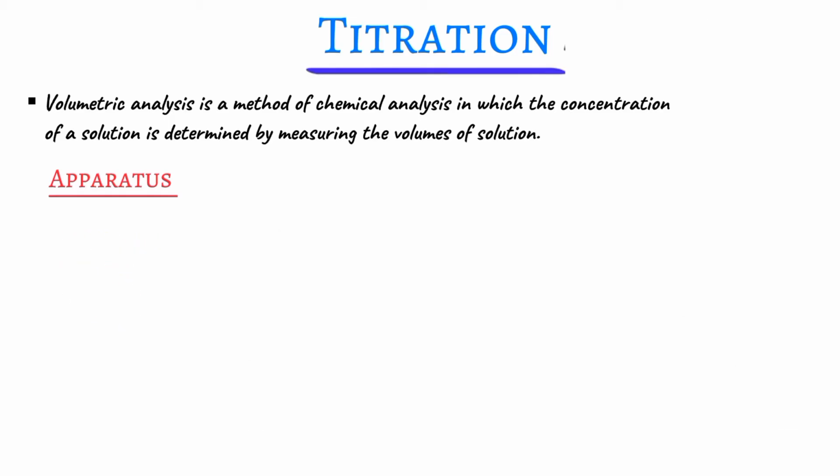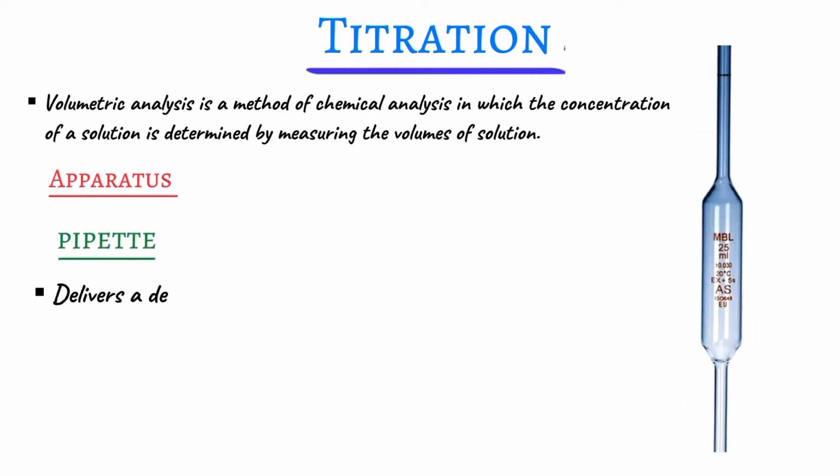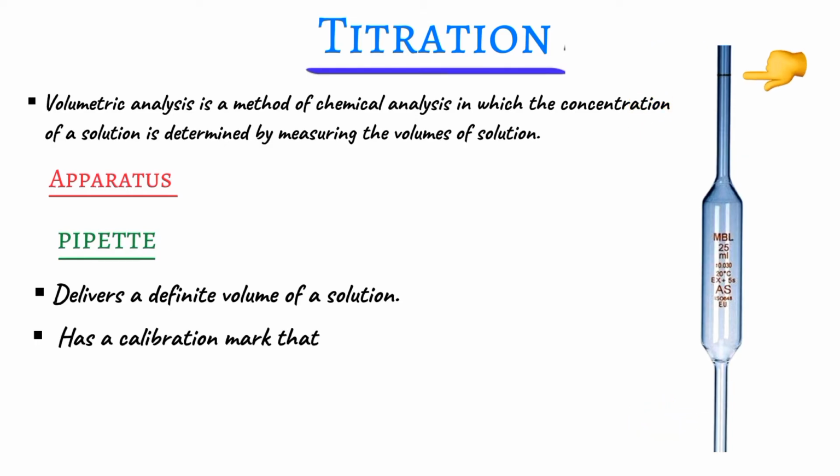Let's move on to the pipette. This is an apparatus that is used to deliver a specific volume of a solution. It has an enlarged part which holds most of the liquid. Above and below the enlarged part, you have a narrow tube. The pipette also has a calibration mark, usually found around the upper tube.